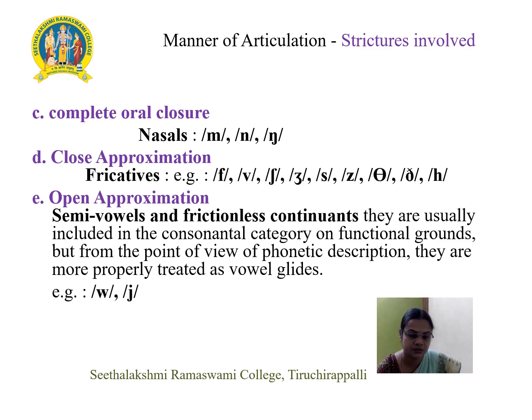In the production of the speech sound w and y, which are called semi-vowels and frictionless continuants, when they are produced, they are usually included in the consonantal category on functional grounds. But from the point of view of phonetic description, they are more properly treated as vowel glides.